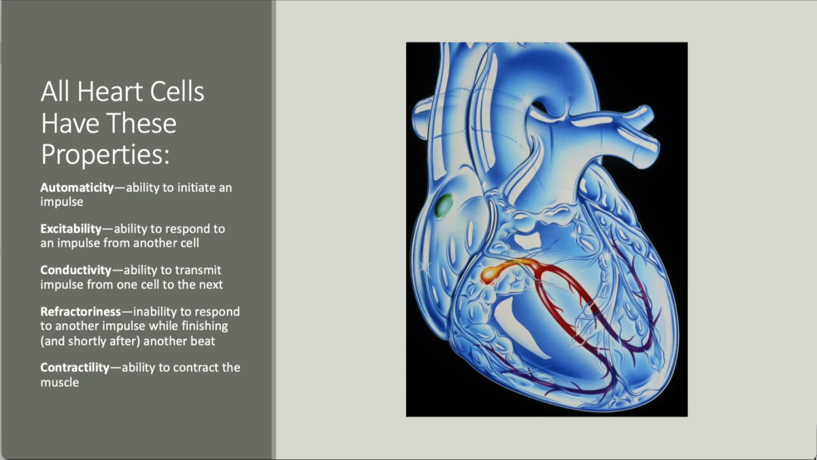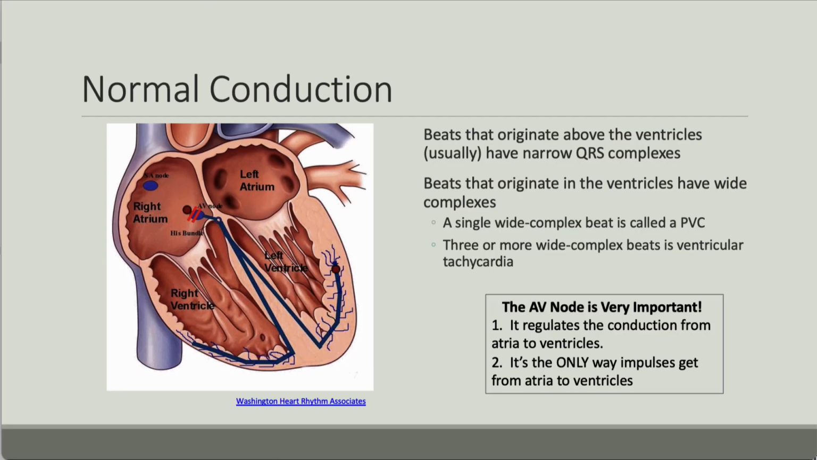Okay? Also, all cells have refractoriness. They all have a period of time where they can't respond to another impulse. And that refractory period is while they're doing their depolarization, and for a short time after that as well. And then finally, all heart cells have contractility. That's another capability of the cell. They all have the ability to contract in a heartbeat. So those are important things to remember, particularly the first four as they relate to electrical abnormalities of the heart.